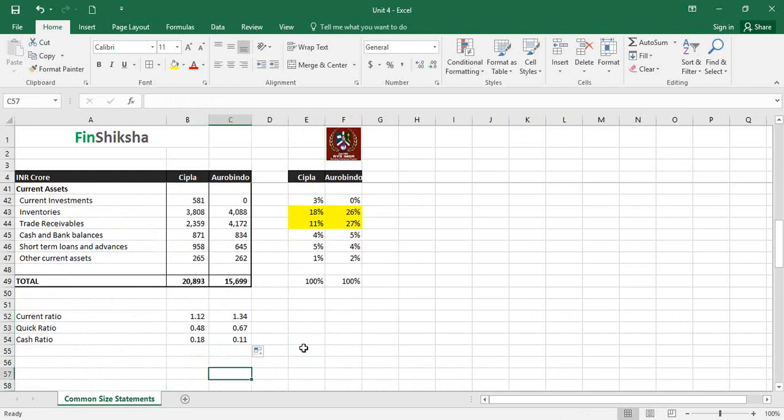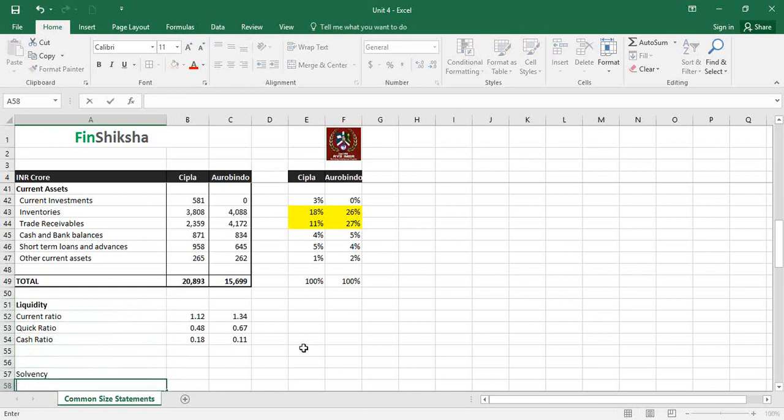So we do need to look at those discussions in a more holistic perspective. But broadly, yes, this is liquidity. On a pure liquidity basis, it appears that Aurobindo is more liquid as compared to Cipla, right? Now let's talk about solvency.